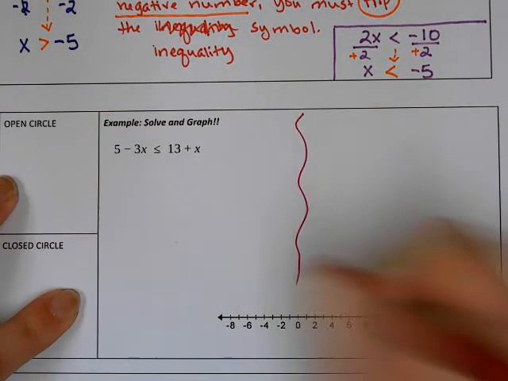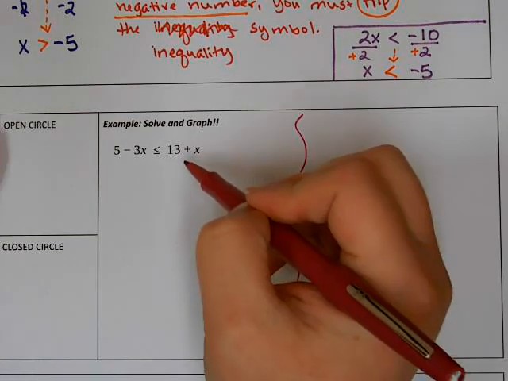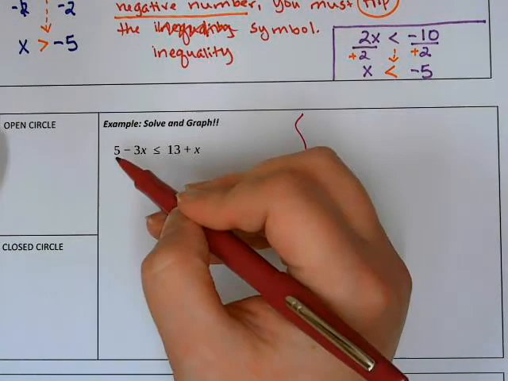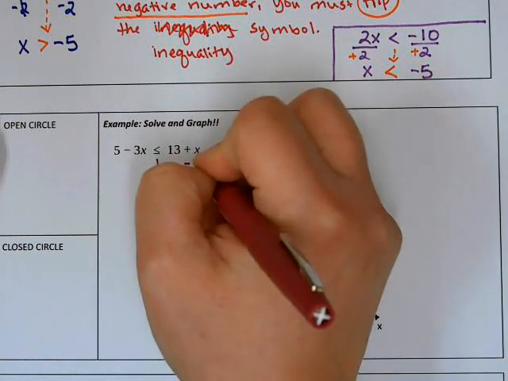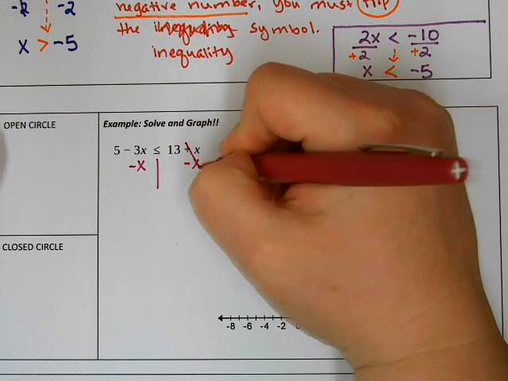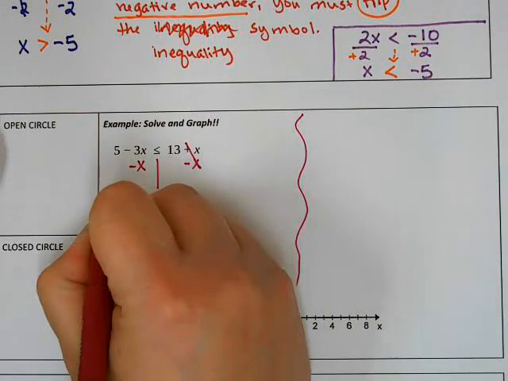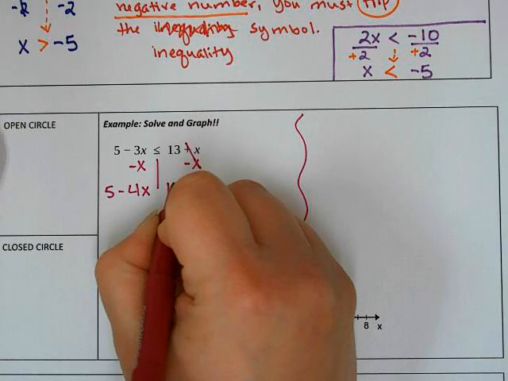I'm going to solve it my normal way, which, if you solve it like me, means you're always getting things on the left side of the inequality, or the left side of the equal sign, which means I want my variables to be on the left side. So when I look at this, I'm going to subtract x from both sides of the inequality because I need to get them together. So now I have 5 minus 4x, and then I have my 13.